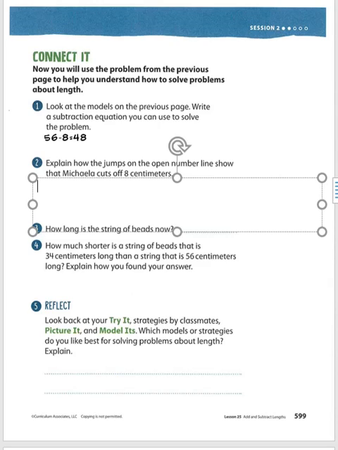So go back and look at the open number line. Explain how the jumps on the open number line show that Michaela cuts off 8 centimeters. Well, it jumps to the left to show subtraction or minus, right? We jump to the left. A jump of 6 gets us to a 10, to the next 10, remember? So we jumped 6 and we got to 50.